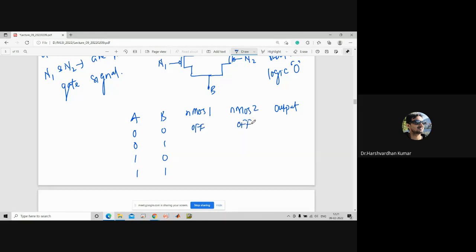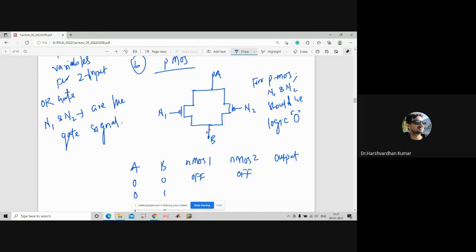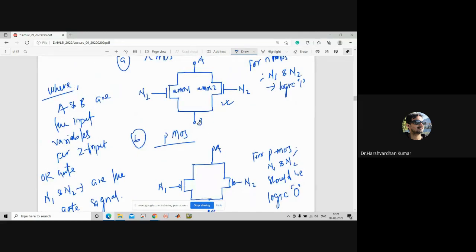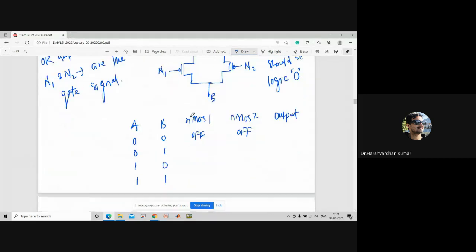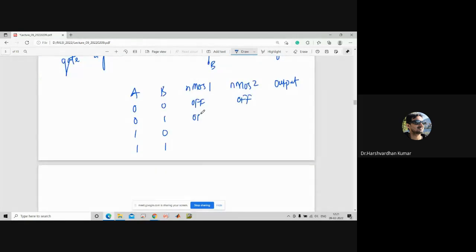For 0, 1, that means A is 0 and B is 1. Then in that case, NMOS 1 will be off, however NMOS 2 will be on. Similarly, for A equal to 1 and B equal to 0, NMOS 1 will be on and NMOS 2 will be off. And for both at logic 1, both the transistors will be on.